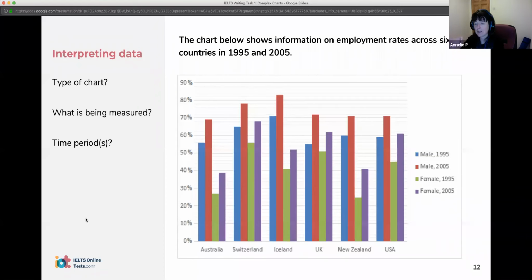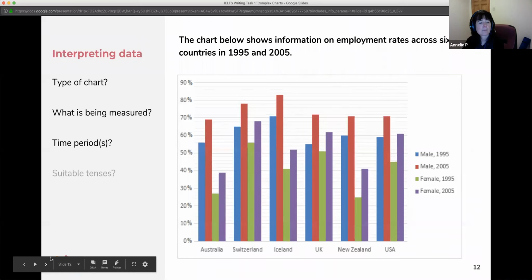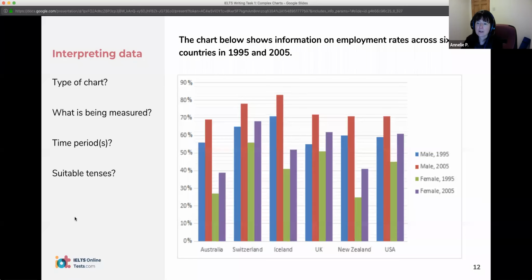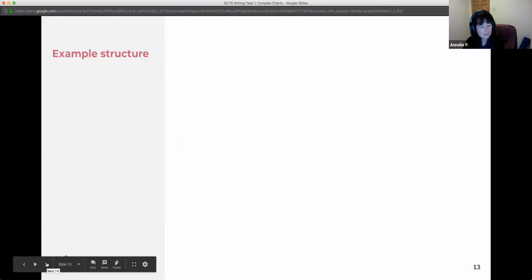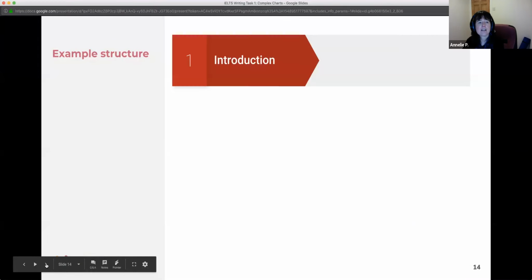That's a good question, Mohammed. Can you put it in the question and answer session? Because I would like to spend a bit more time on that, okay? So if we've got 1995 and 2005, what tenses are we likely to be using here? Yeah, okay, very much definitely in the past, probably past simple, maybe some past perfect there as well.